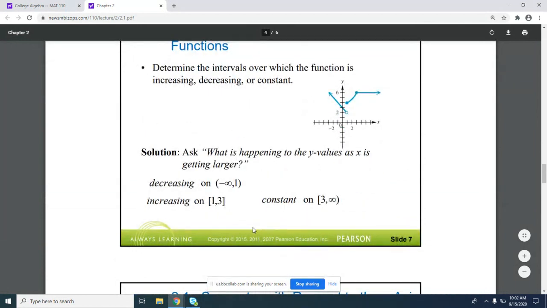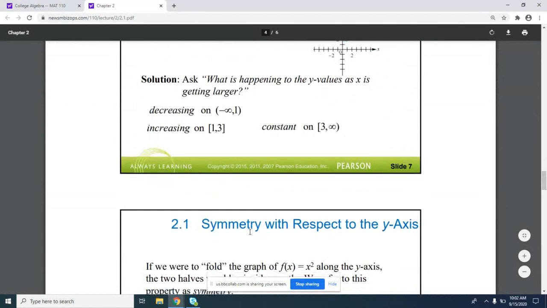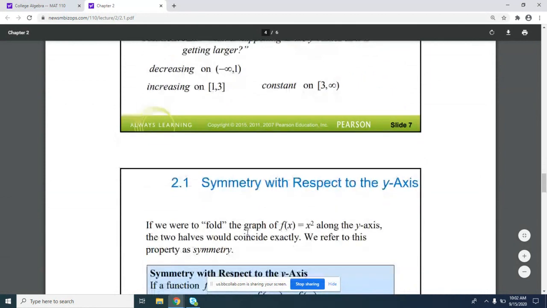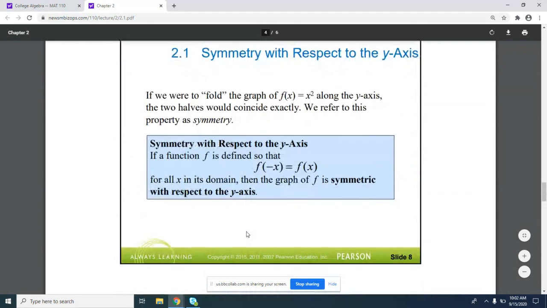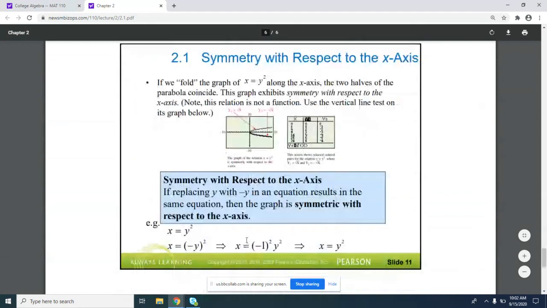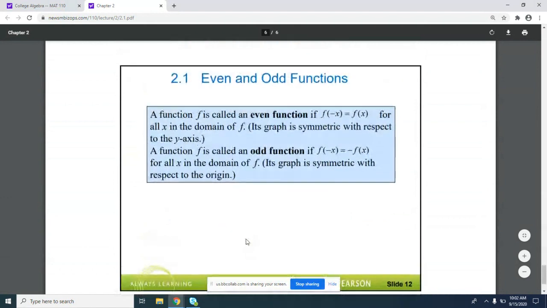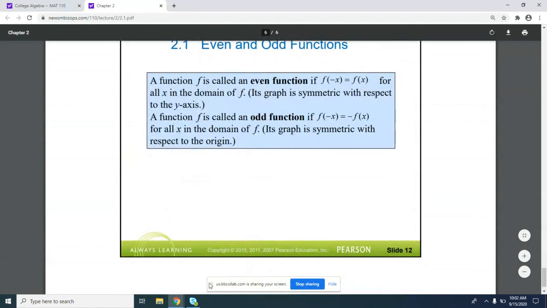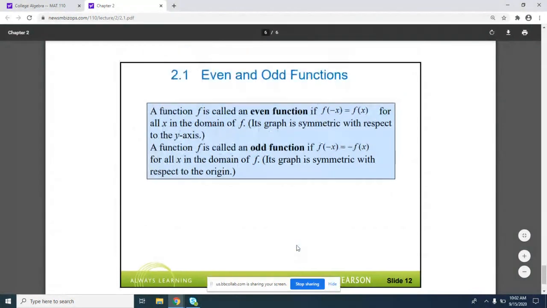Okay, I'm going to skip down a couple of slides. Well, actually to the last slide, where it talks about odd and even functions. And I also want to pull up the calculator to graph some of those common functions so you know how to graph them in your calculator.